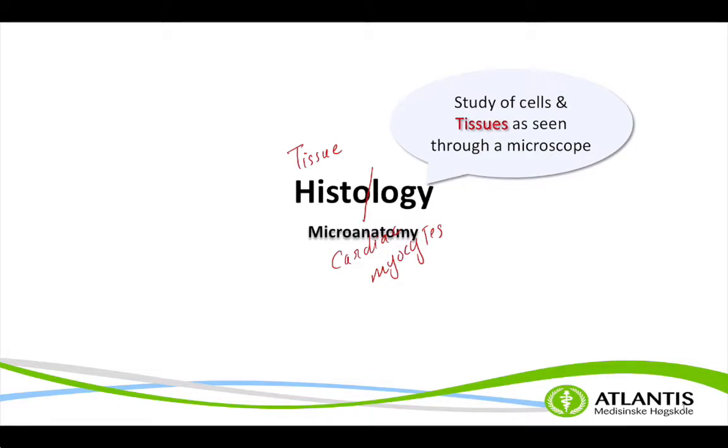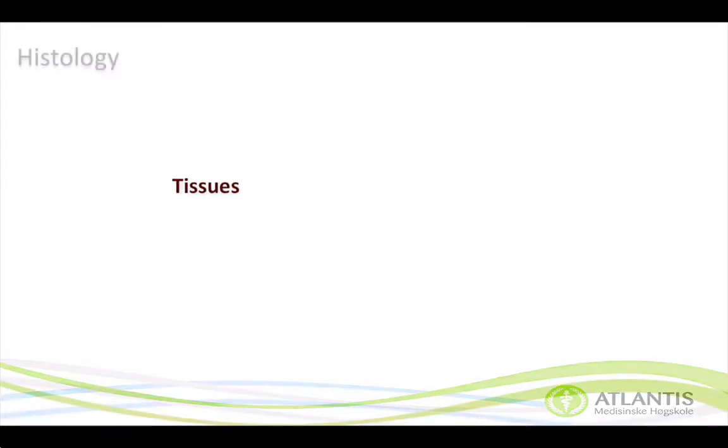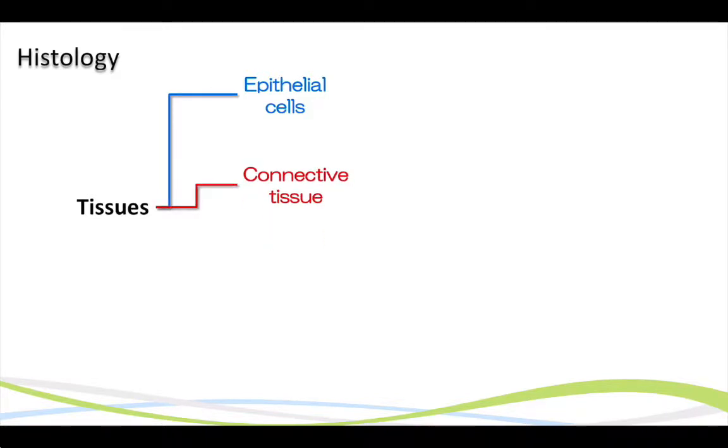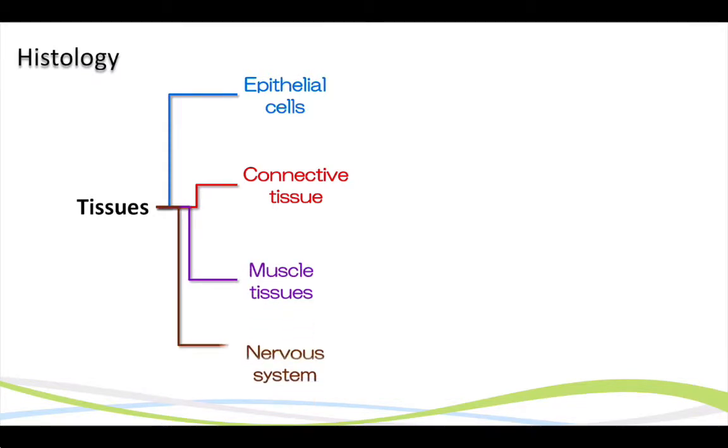Let's go forward and see what we will do with the tissues in histology. The first thing we need is classification to distinguish them from each other. We have classification in four categories. The first is epithelial cells. The second is connective tissues. The third is muscle tissue, and finally the nervous system, the nerve tissues.